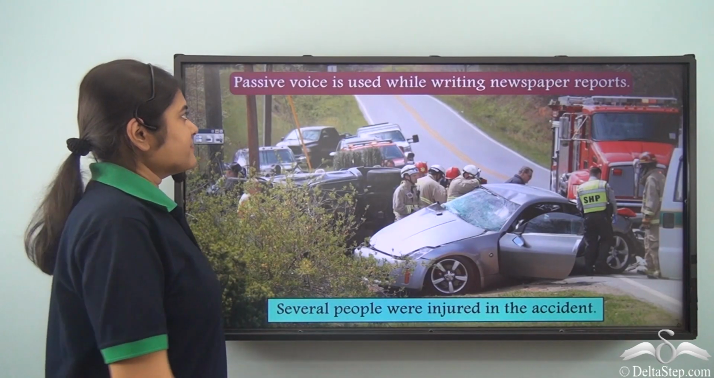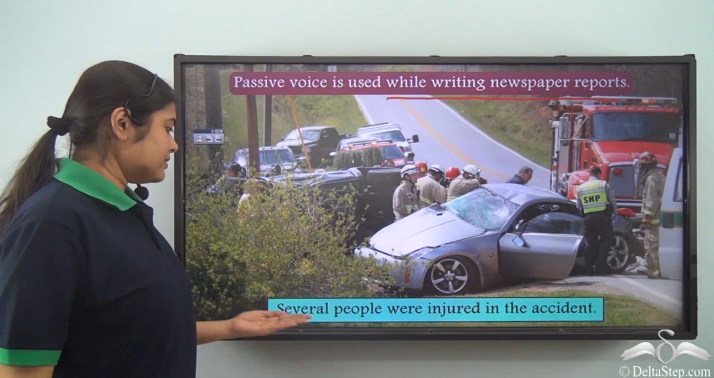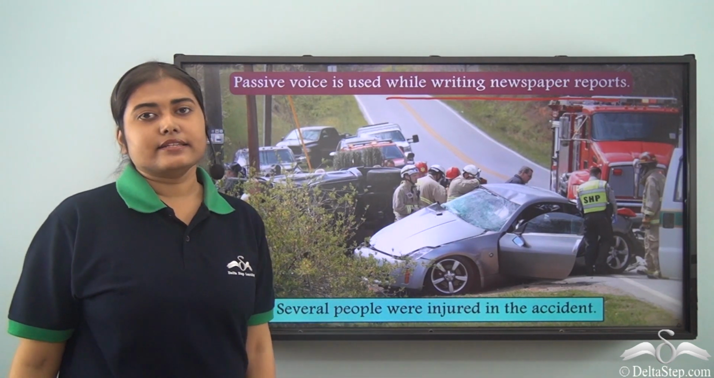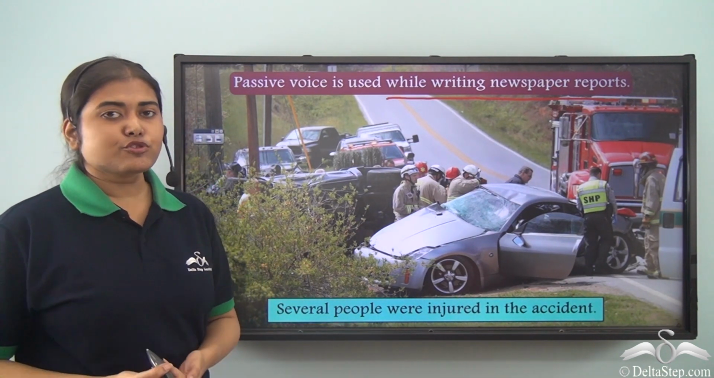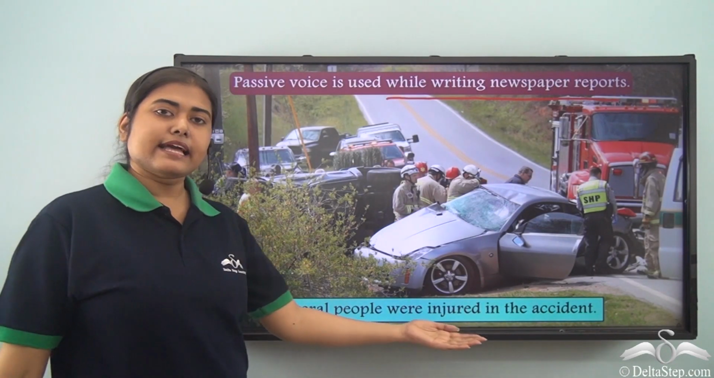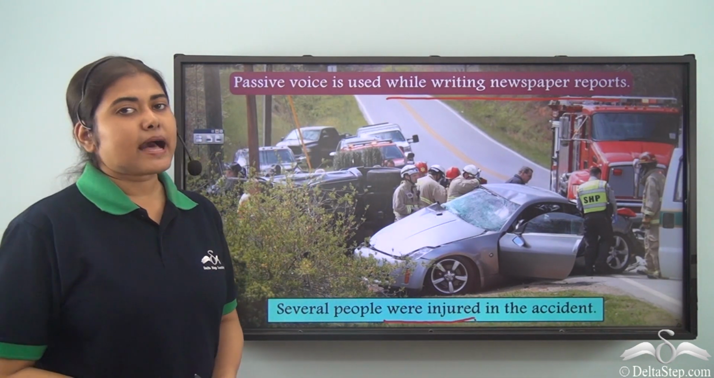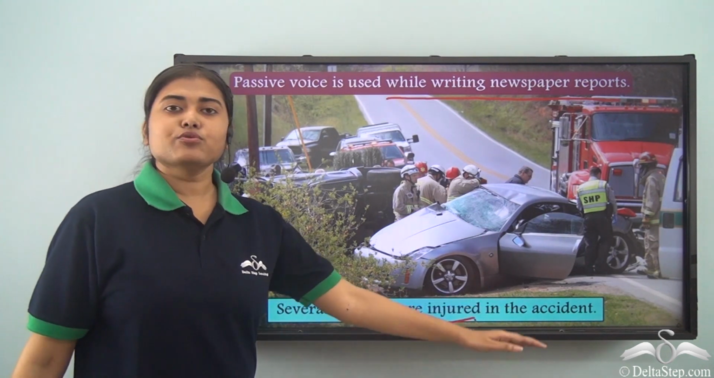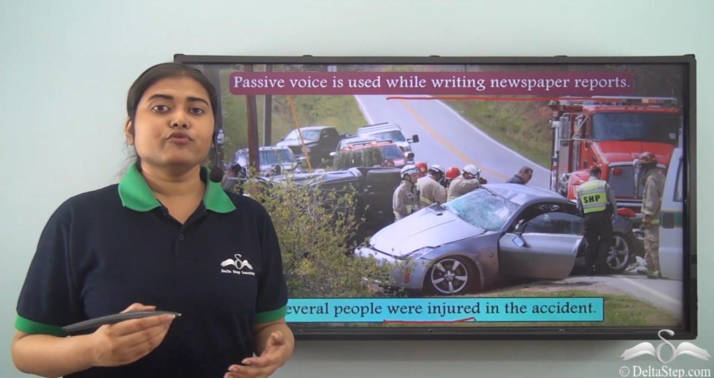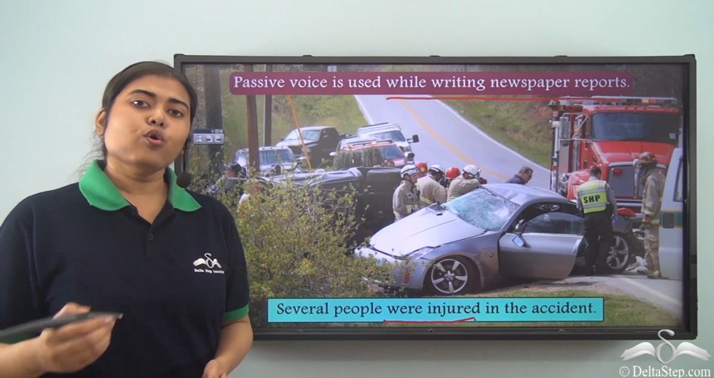We also use passive voice while writing newspaper reports. For example, let's take this sentence. Several people were injured in the accident. Now this is a kind of a newspaper report. Now in newspaper reports, we will often come across sentences like this, where we will see the verb is in the passive voice without any doer being mentioned. So several people were injured in the accident. So we are more focused on the outcome of the action rather than who caused it.